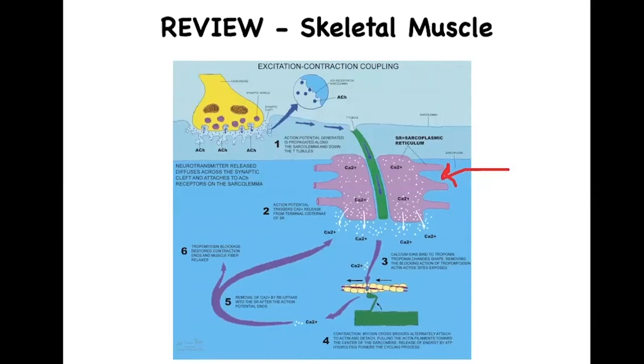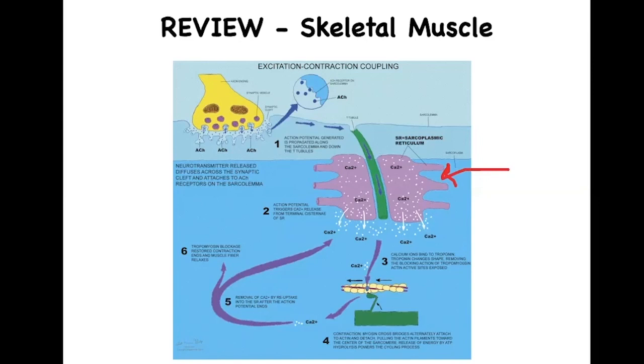And associated with the T-tubules, you're going to have the endoplasmic reticulum, and in skeletal muscles, that's called the sarcoplasmic reticulum. And the sarcoplasmic reticulum stores calcium ions, and you can see those there. So as the action potential is traveling down the T-tubules, this stimulates the release of the calcium ions into the cytoplasm of the cell. So this is where the calcium is coming from that is going to bind to the troponin. An action potential is required in order for the calcium to be released from the SR.